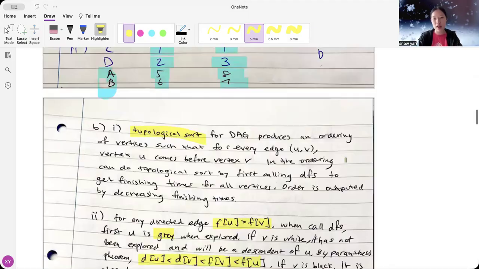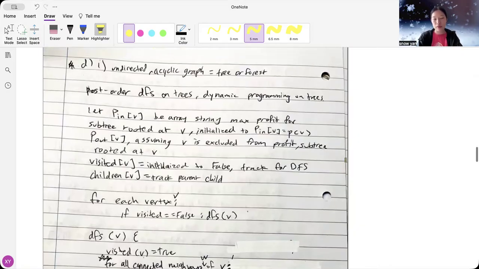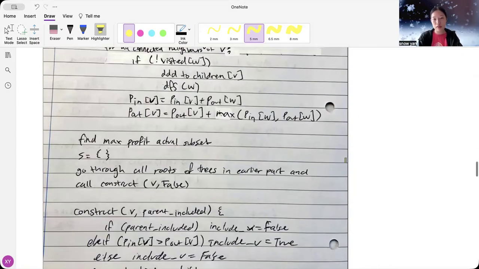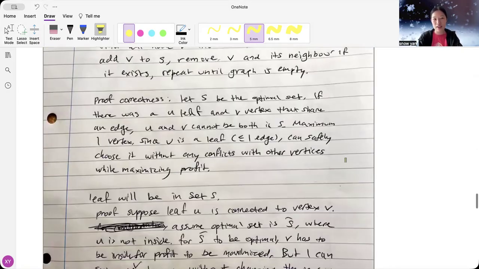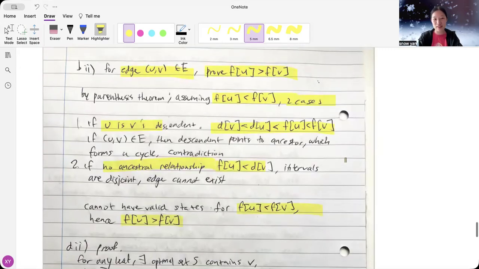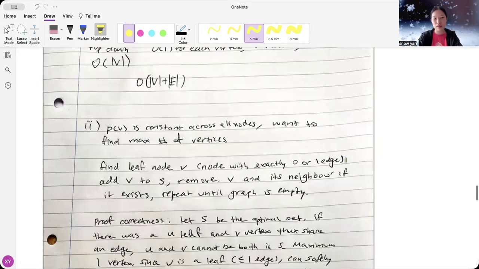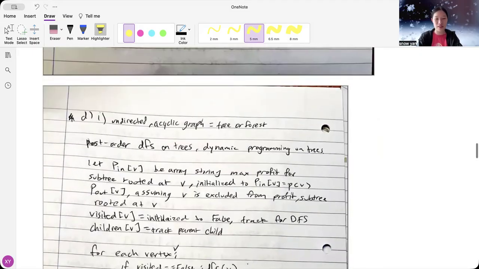Okay, so for part D-I, what I would do is something like this. This is the code. It's not written out very clearly, but I'm going to go with it because it's the only thing I have. Essentially, the idea is that we first realize that if we have an undirected acyclic graph, it must be either a tree or a forest of trees, right?